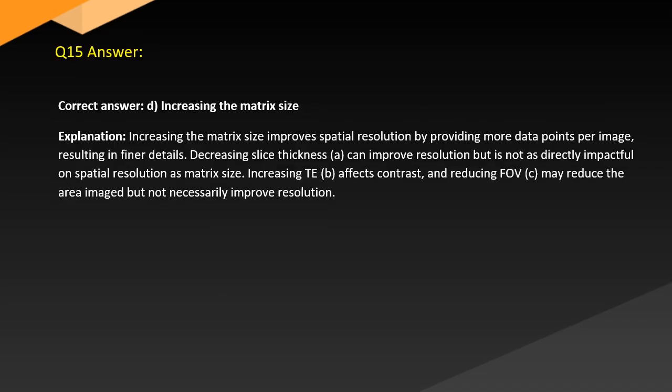Answer. Correct answer: D. Increasing the matrix size. Explanation: Increasing the matrix size improves spatial resolution by providing more data points per image, resulting in finer details. Decreasing slice thickness, A, can improve resolution but is not as directly impactful on spatial resolution as matrix size. Increasing TE, B, affects contrast, and reducing FOV, C, may reduce the area imaged but not necessarily improve resolution.